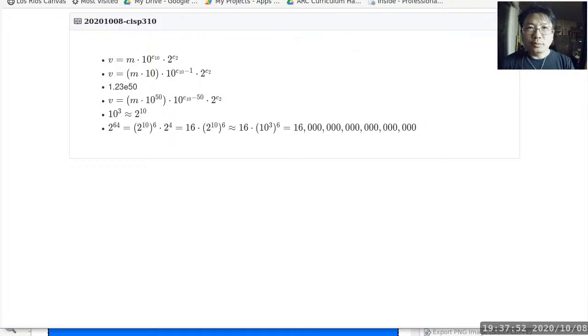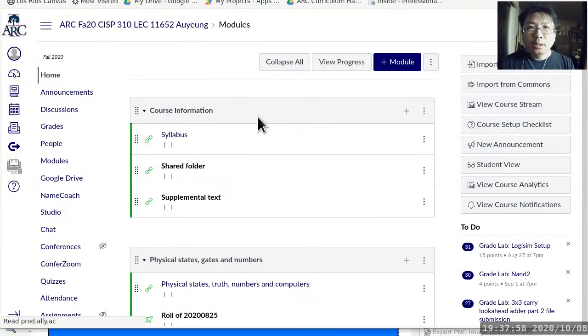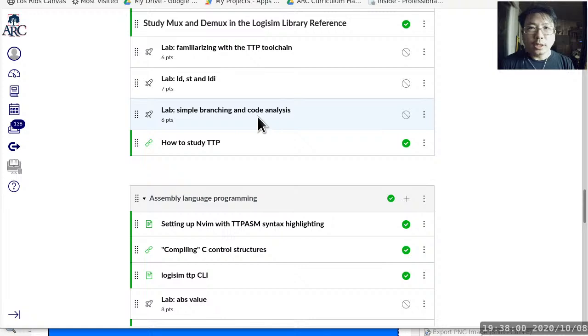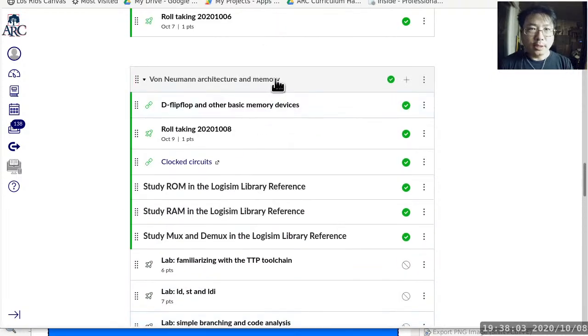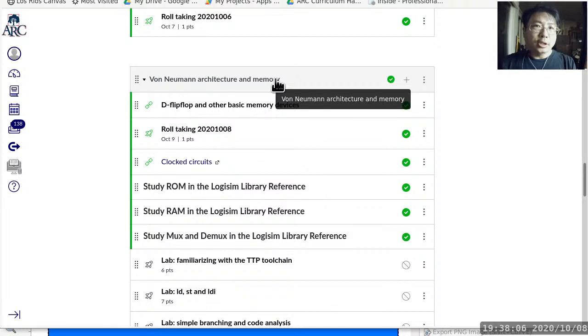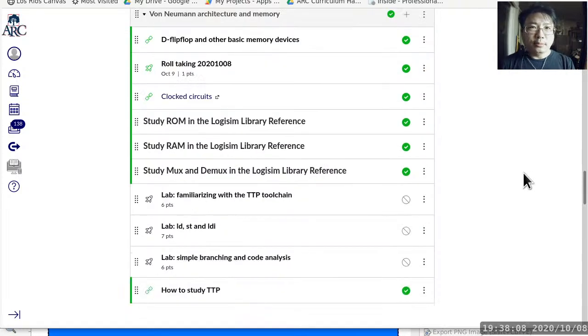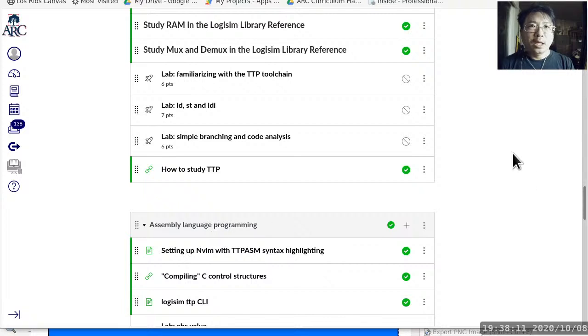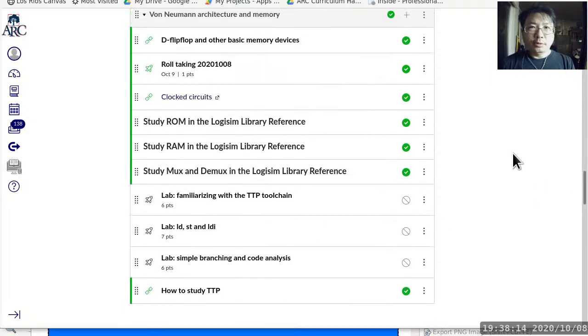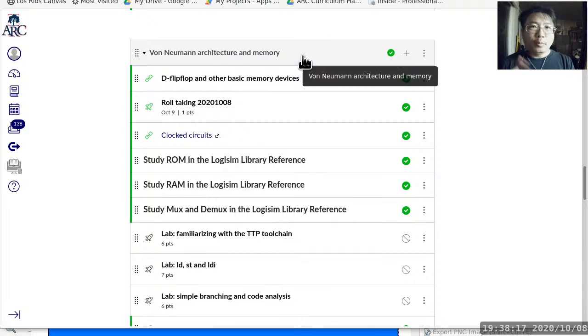Okay, so now we're going to move on. We are moving on to the von Neumann architecture, which is the one module container before we move on to actual assembly language programming, which is down here. The first thing is, I'm hoping some of you, when reading the name of this module container, are automatically asking, why is it named von Neumann? Does anyone want to know?